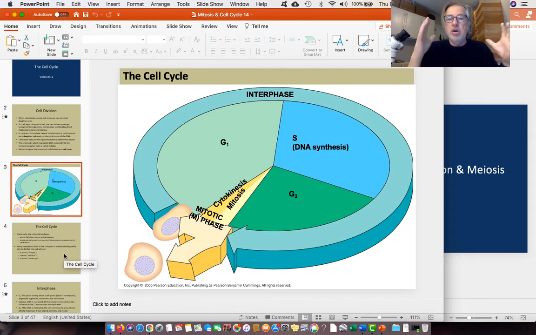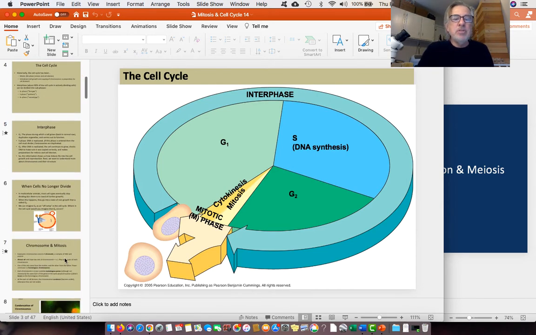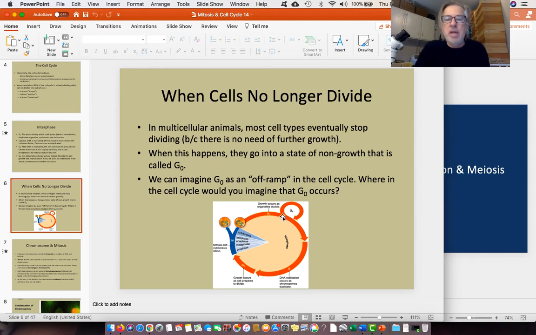G0 is a quiescent stage in which cells just live their life, but they're not in the active process of dividing. It makes most sense that cells would go into G0 phase at the end of G1 after they have grown back to normal size, but before they've replicated their DNA. So this is where we picture on the cell cycle, cells going into G0. Now some cells, as indicated by this diagram, have the ability to go back into the cell cycle when it's necessary. Other cells, such as nerve cells, don't really have that ability.